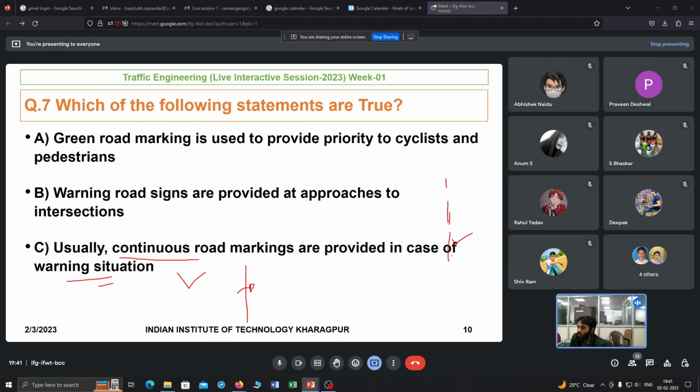So warning signs are provided at approaches to intersections. It is true, actually it is provided. Then green road markings are used to provide priority to cyclists. It is kind of true, but sometimes it depends, because different manuals have different logic. I don't remember exactly where this has been taken from. Is it taken from IRC or something else? Maybe I need to recheck. But this is false, this is true. This is sometimes true, but based on the guidelines, it may differ.